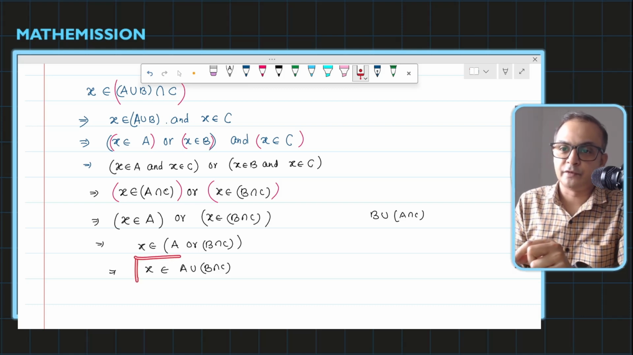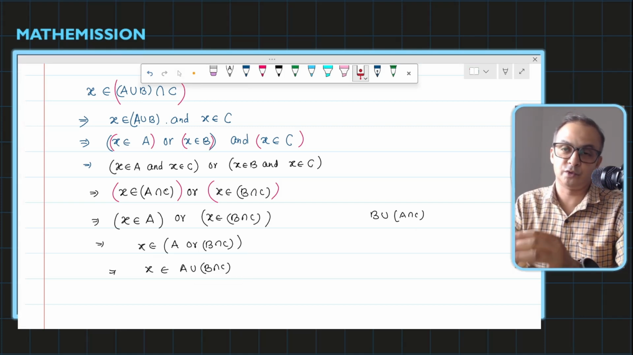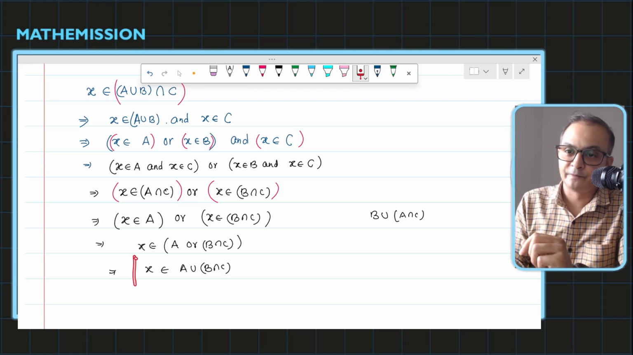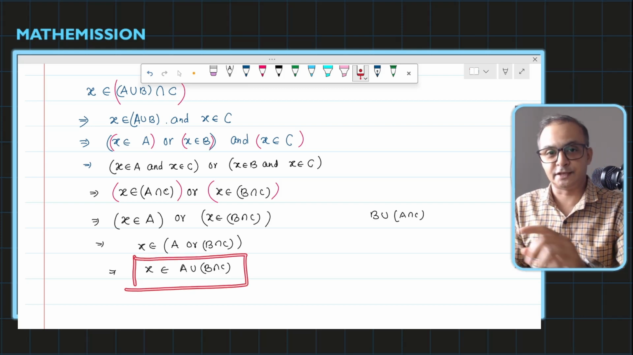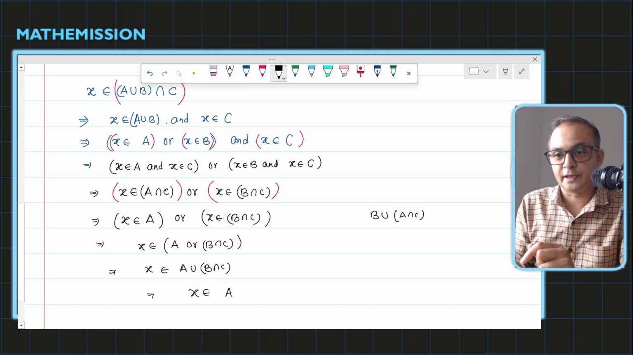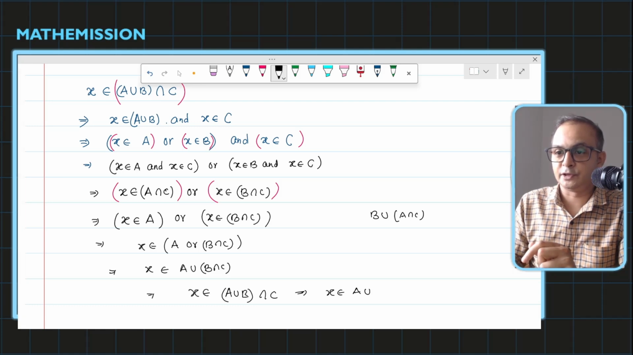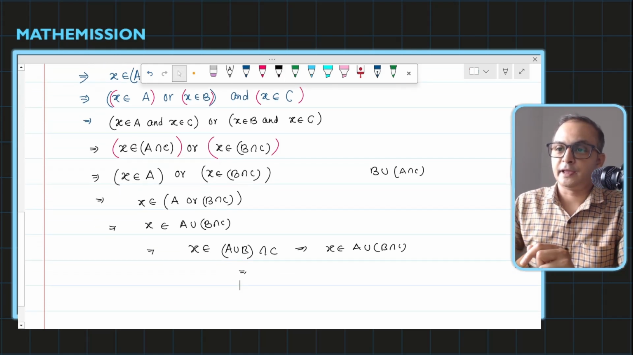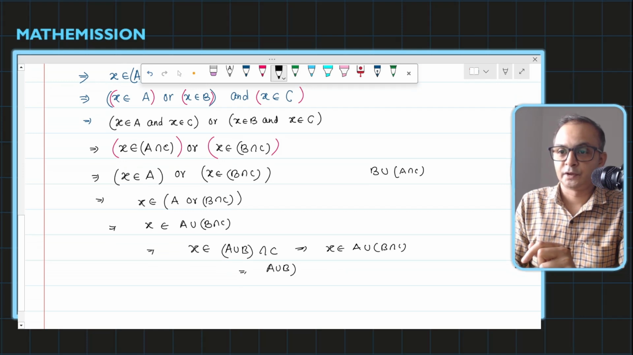And in that way, we actually started from x belongs to A union B intersection C. It was the left hand side, and we concluded that x belongs to A union B intersection C is the right hand side. And so we can say that x belongs to A union B intersection C implies x belongs to A union B intersection C, and so A union B intersection C is a subset of A union B intersection C.